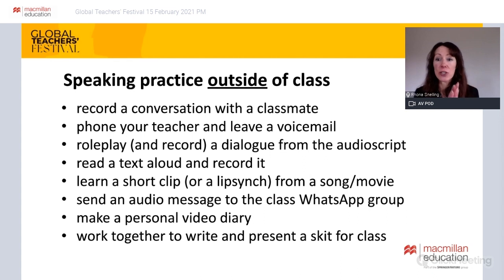Send an audio message to the class WhatsApp group. Make a personal video diary, and then work together to write and present a skit for class. So a skit is a short dramatic performance. It could be a poem, it could be a 4-line dialogue, or it could be a Shakespearean play if they want. It's just getting students to work together and create a mini project.